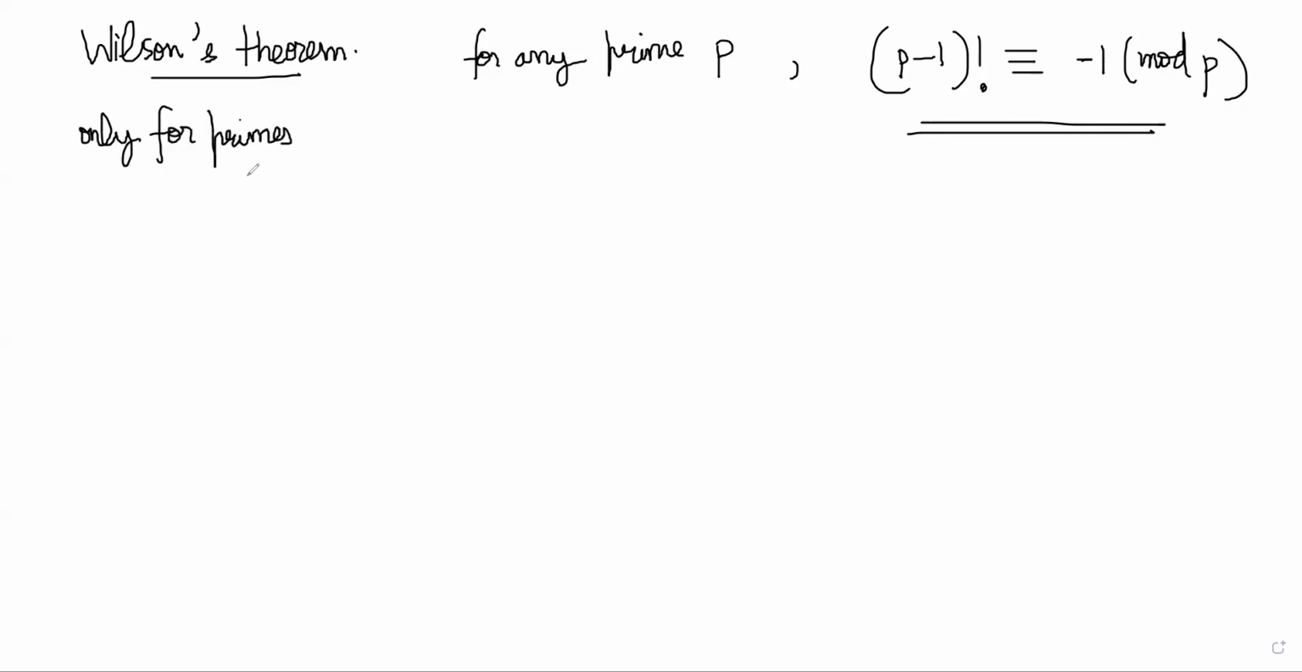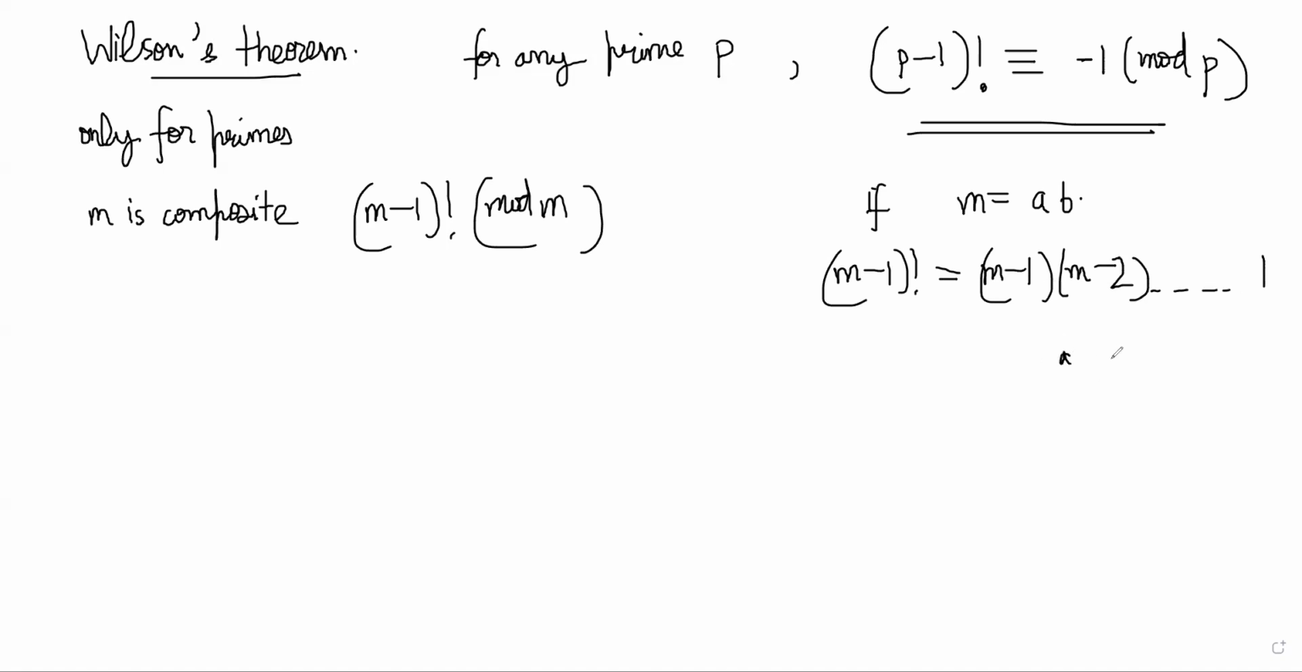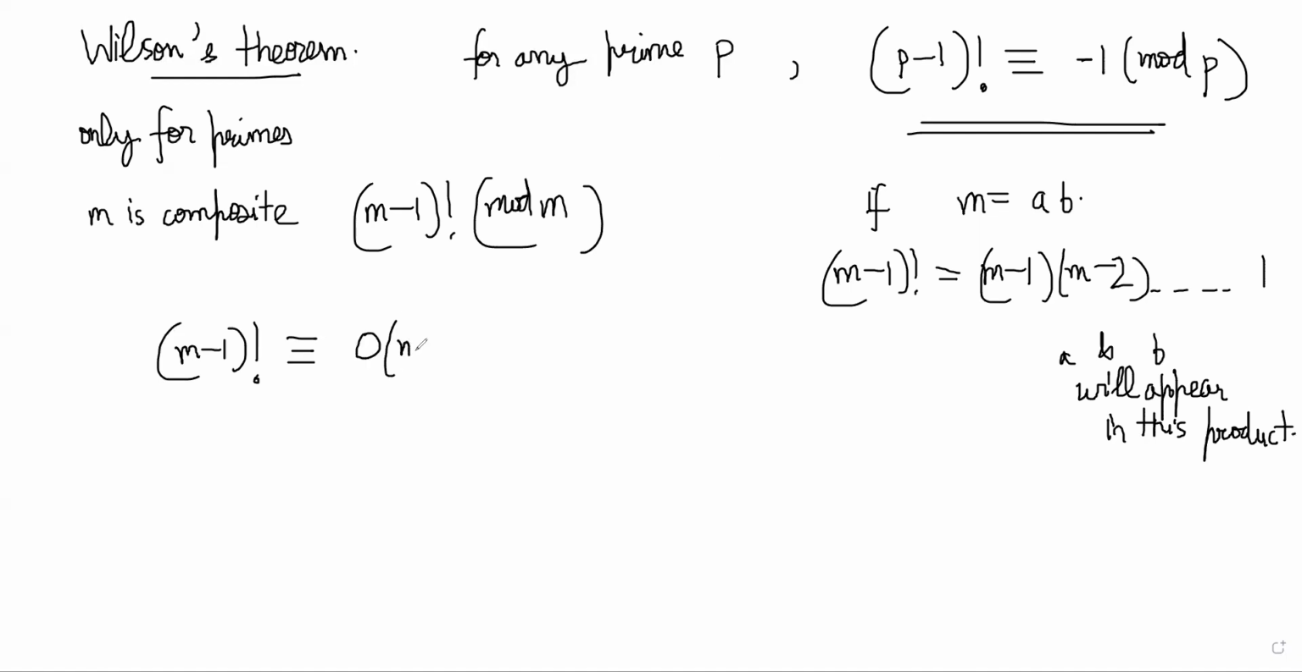If you think of a composite number, if m is composite, and you try to figure out what m minus 1 factorial is mod m, then you will realize that if m was equal to, say, a times b, m minus 1 factorial will be m minus 1, m minus 2, and so on till 1, and a and b will appear in this product, and therefore you can show that m minus 1 factorial is congruent to 0 mod m if m is composite.